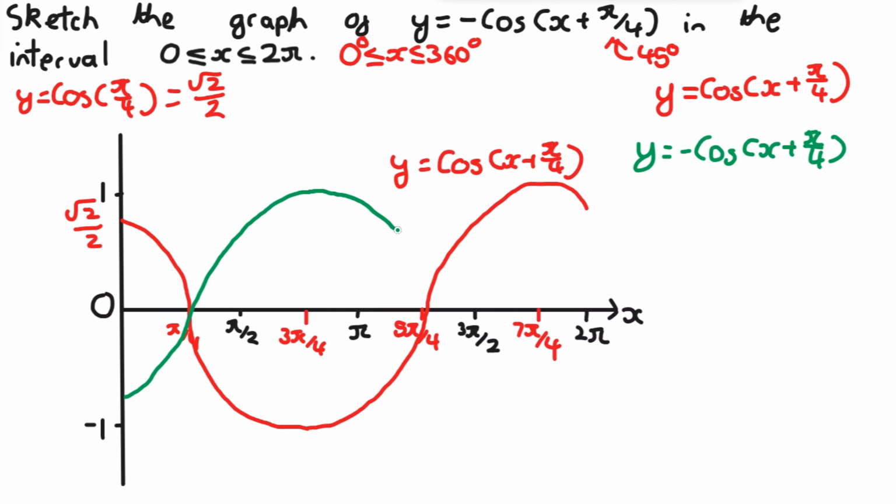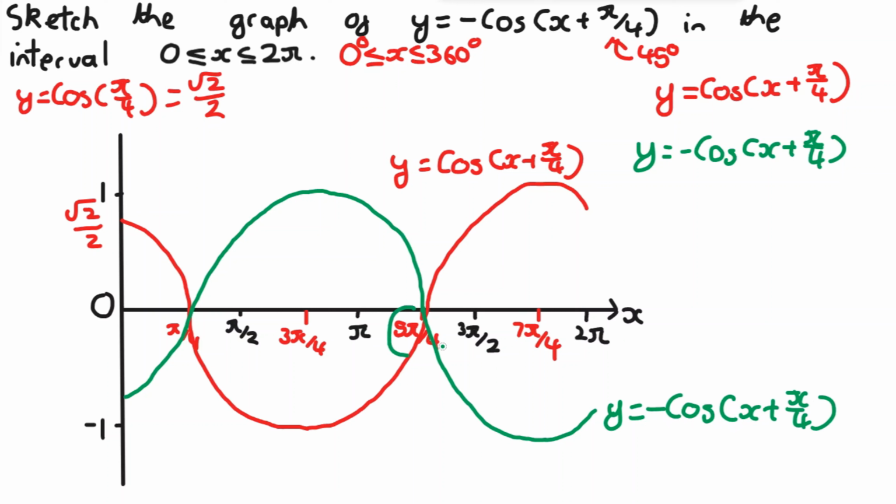And this is going to come down to here, and then we're going to see this shape on this side as well, so it's going to come down to minus 1 at the minimum, and then we're going to start to see this come back up again until the interval at 2 pi. So this is the graph of y is equal to minus cos of x plus pi over 4.